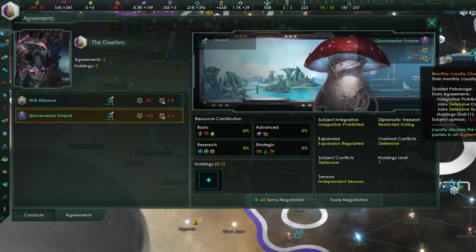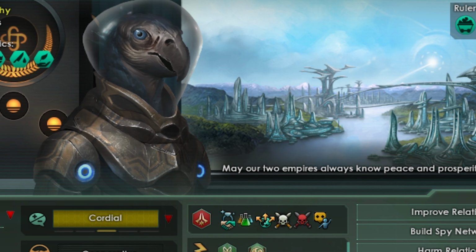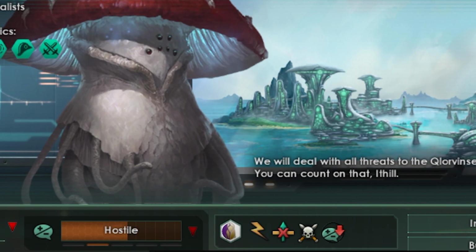Every subject has a loyalty score ranging from -100 to +100, and a monthly increase or decrease. Personally, I find the tooltip describing loyalty to be a bit too vague. Essentially, every non-player empire has an attitude towards you that affects their behavior. An empire with a cordial or friendly attitude is much more likely to accept a commercial pact than one with a suspicious or hostile attitude.